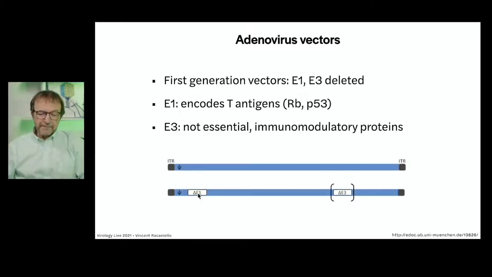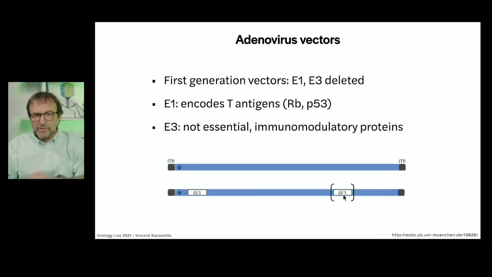But because it's essential to make the vector, you have to have a cell line that produces the E1 proteins. So you can grow the vector in that. And then the E3 encodes immunomodulatory proteins. We don't need those. So this gives us some room for the transgene. The transgene is the word I use for the gene you are putting into the vector.